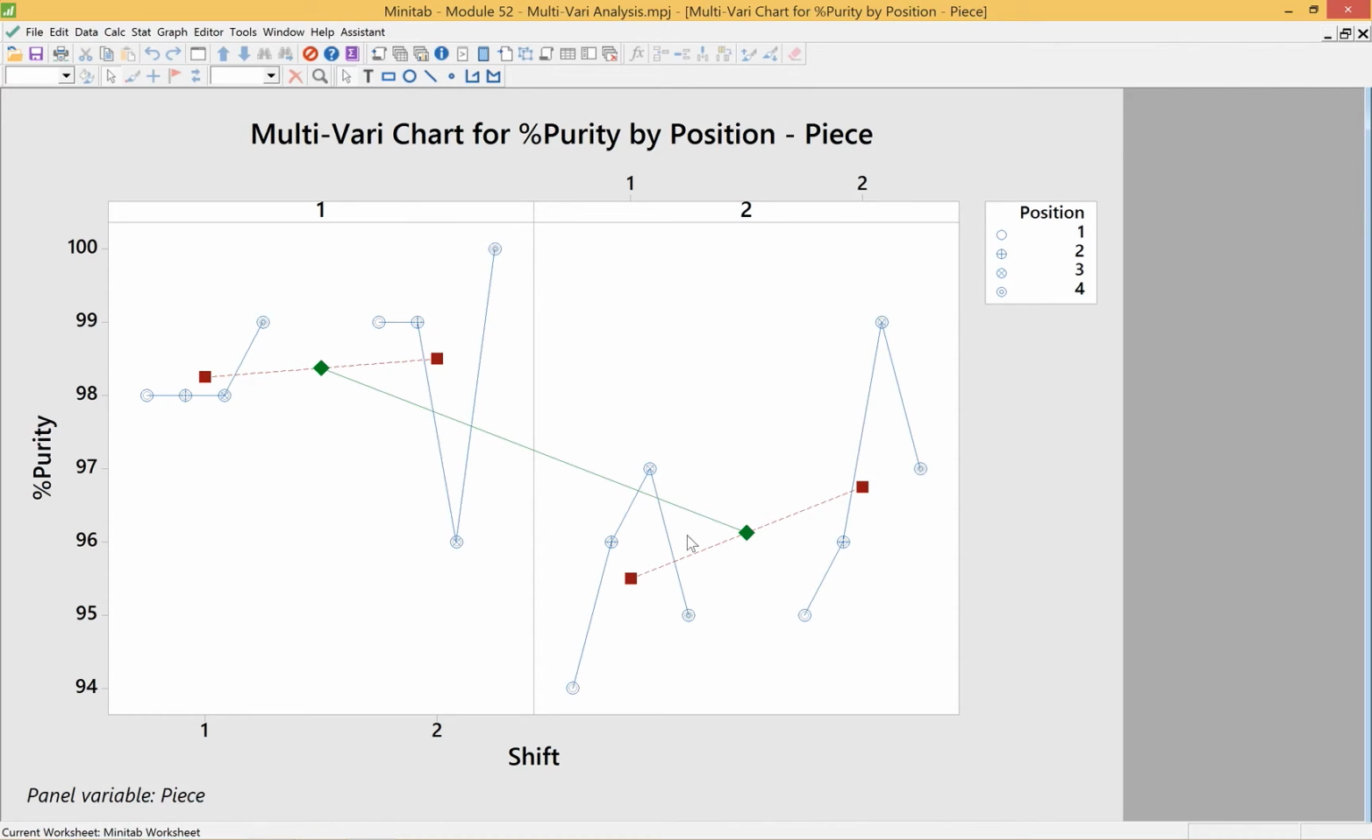So here I see there's piece-to-piece variation. Okay, I can even see this group is sort of lower than this group here, except for that one and that one, but this would all be true. Okay, so what's actually happening here?